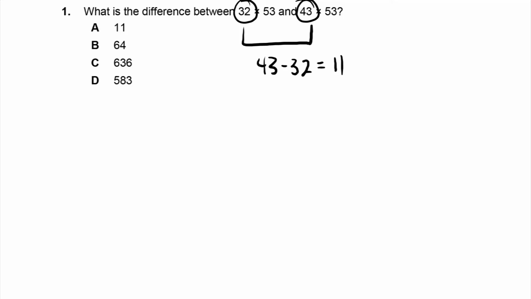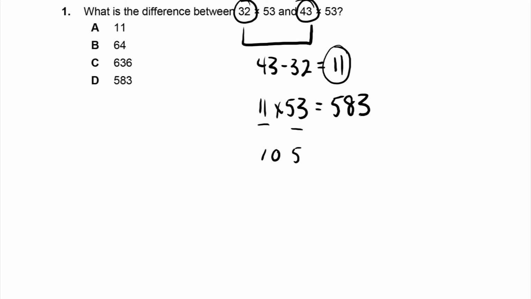Now the difference between 32 times 53 and 43 times 53, in order to get that, means we have to take that 11 and multiply it times 53, which if we do that math, we come out at 583.